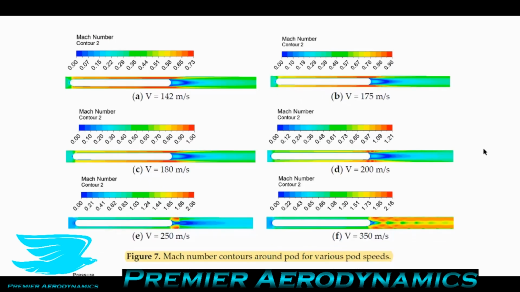So let's look at figure 7, which shows the Mach number contours around pods for various pod speeds. When we're going below 180 meters per second, there's no flow that's hitting the critical Mach number. So that's good. We're getting very close, but once we hit 180 meters per second, the critical Mach number is reached, and we're getting sonic flow just at the tail of the pod. Interestingly, as we increase the velocity, we start to get this choking phenomenon, and we can see that by discontinuities in the Mach numbers, so in the speed around the pod.